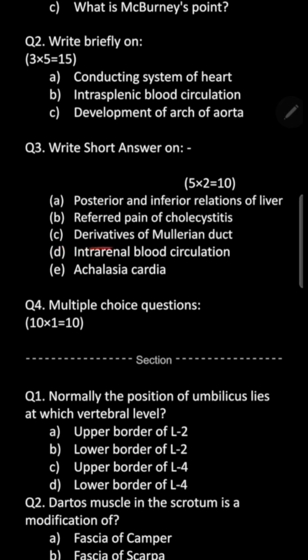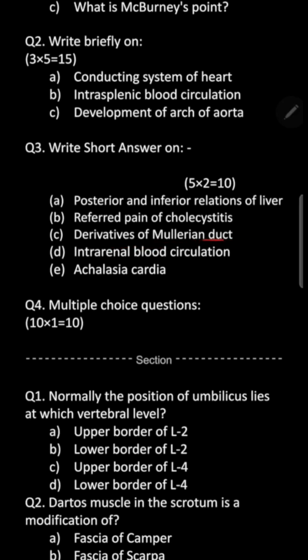The next question here is derivatives of the Mullerian duct. Mullerian duct means paramesonephric duct, right? So it develops the female genital system, the fallopian tubes, the uterus, and the upper portion of the vagina. Those are the derivatives of the Mullerian duct in females.